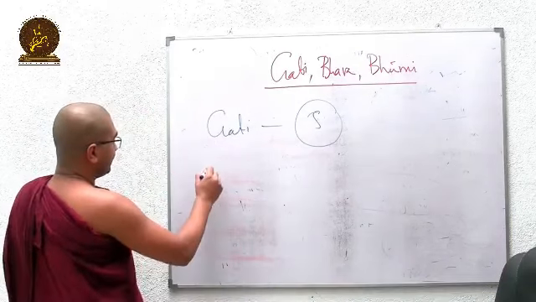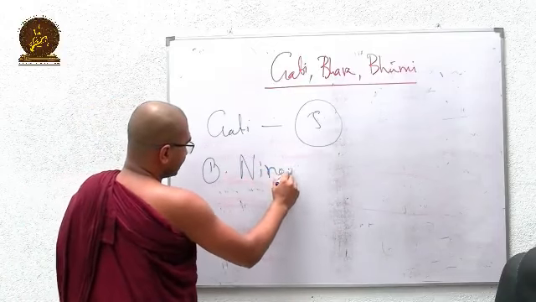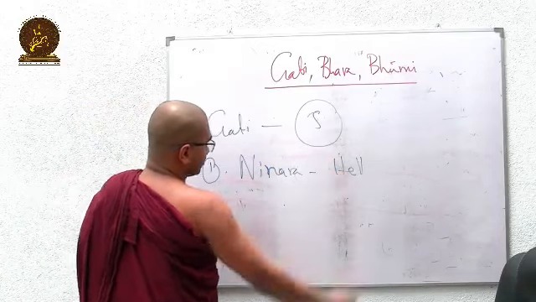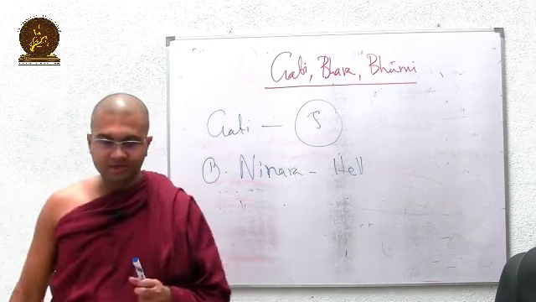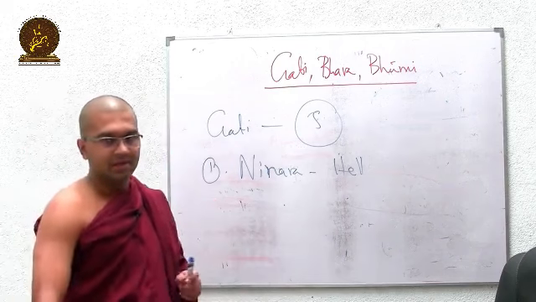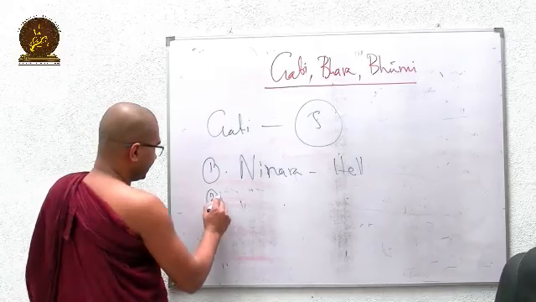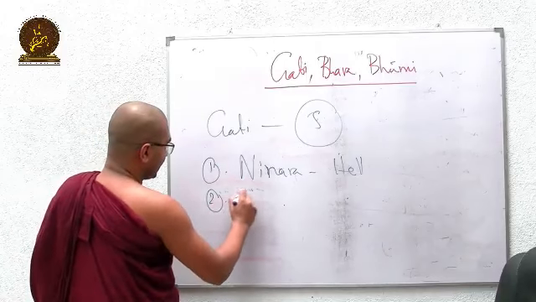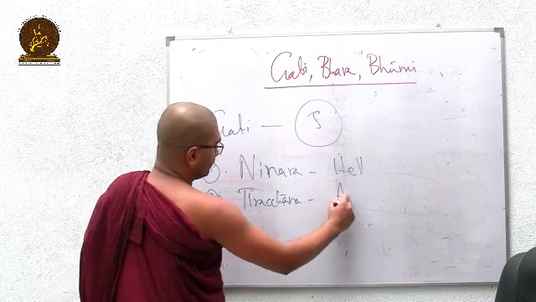So we have five types of gati according to the Theravada tradition. One is niraya. Niraya is hell. The Buddha has mentioned that he has directly seen the hells, and beings who do evil deeds suffer after their death, born in such places. Then we have the second gati called Tirachana, the animal kingdom.